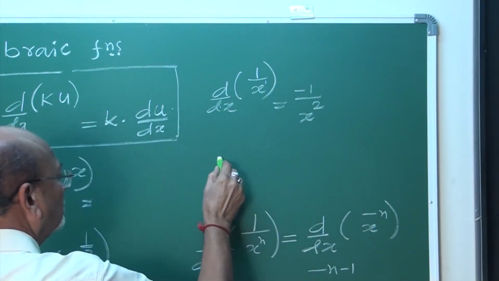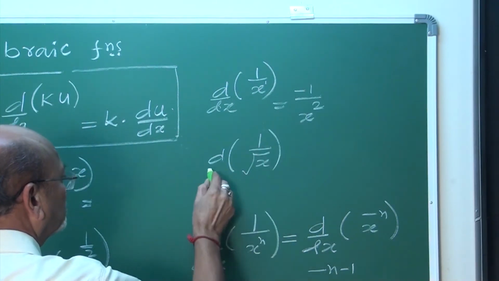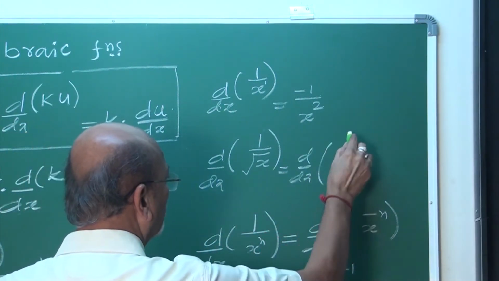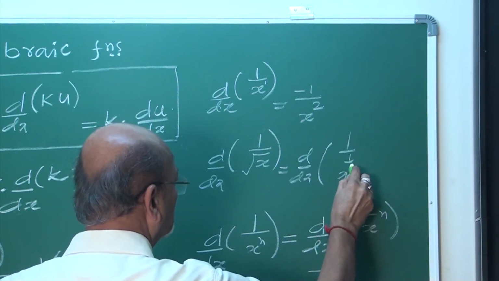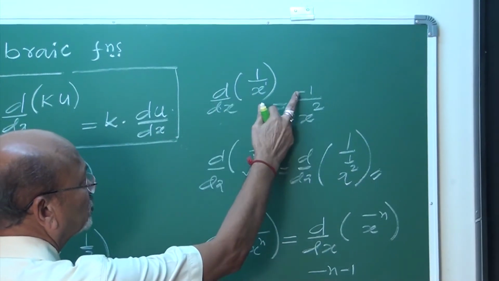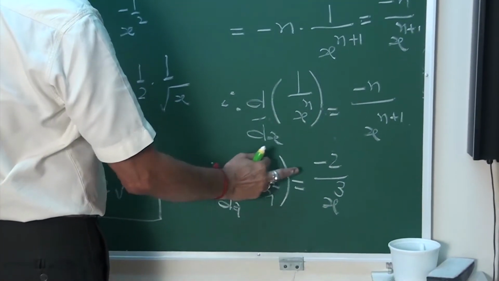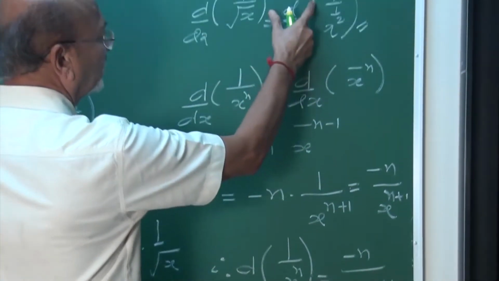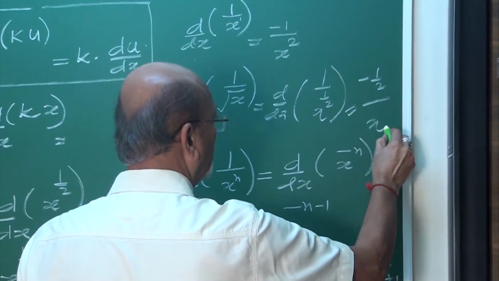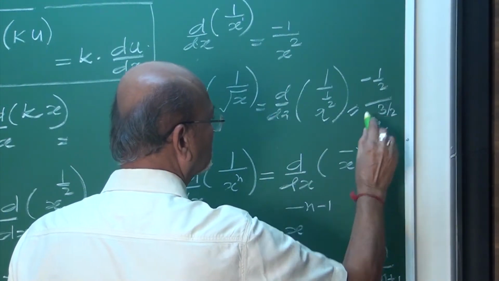Like that, my friends, you can write the derivative of 1 upon root x with respect to x. Yes. What is it? D by dx of 1 upon x to the power half. Yes, my friend. Sign changes, plus changes to minus. Here also see, plus changes to minus. Minus half in the numerator, x to the power 1 more. 1 by 2 plus 1 will be what? 3 by 2, my friends.